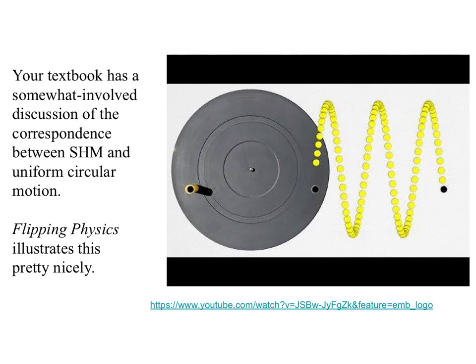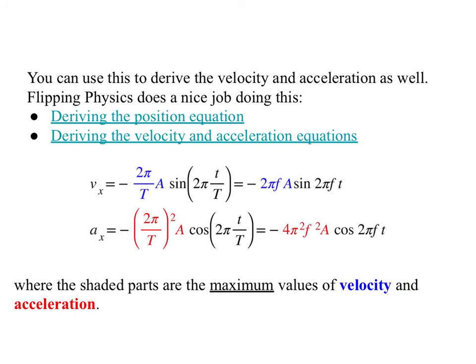And Flipping Physics, a YouTube series, illustrates that pretty nicely, so I strongly encourage you to go check out the video that's linked here. You can use the fact that circular motion is simple harmonic motion to derive the velocity and acceleration exactly, to get those factors of 2 pi f that we showed, if you don't believe the calculus or don't know it yet. Flipping Physics does a pretty nice job of doing those too, and I'm not going to walk through them because it isn't strictly necessary for you to know where they come from, but I do recommend, and we'll post to the website, that you take a view at these things because they're worth seeing.